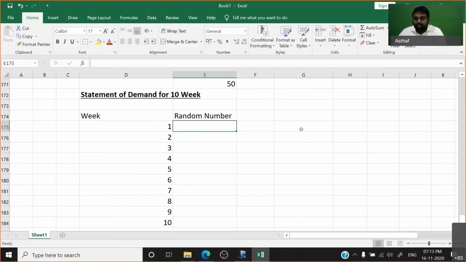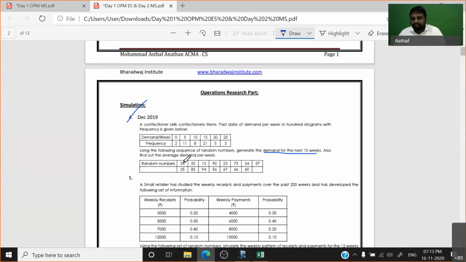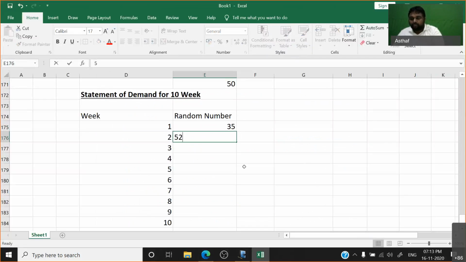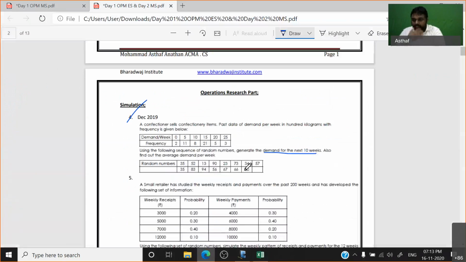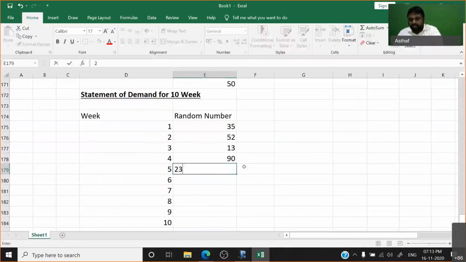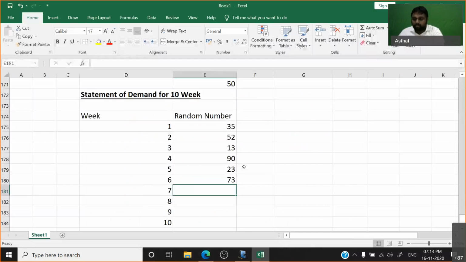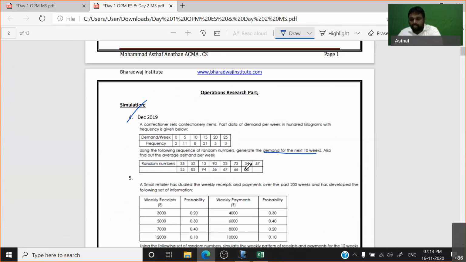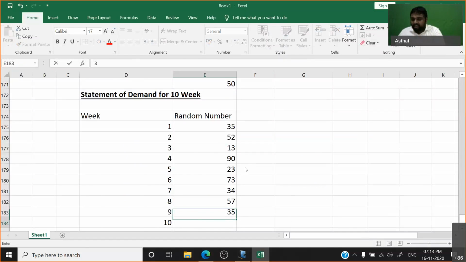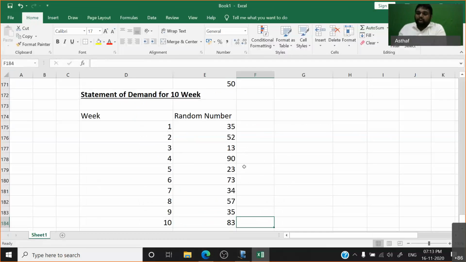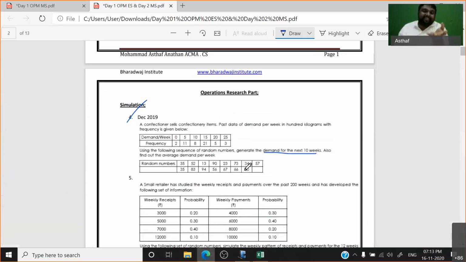See, these random numbers are 35, 52, 13, 90, 23, 73, 34, 57, 35, 83. See, for confusion, they have given 20 numbers.